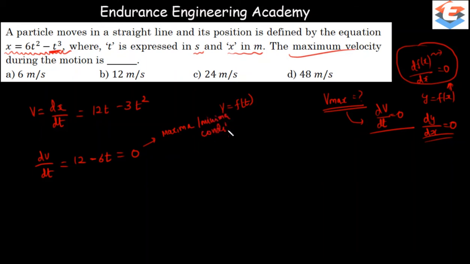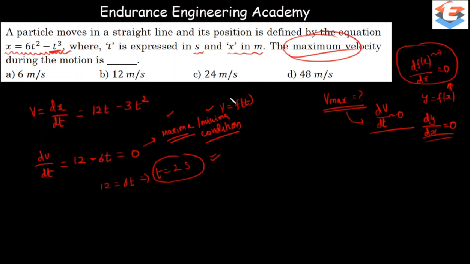By equating it to 0, what will I get? I will get critical points. I hope you remember this. So by equating it to 0, 12 will be equal to 6t, which implies t is equal to 2 seconds. Okay, t is 2 seconds, fine. But we need to check whether it is maxima or minima, right? Anyways, we got only one answer, so this will correspond to maxima only because they are asking for maximum velocity. But anyways, let us check.